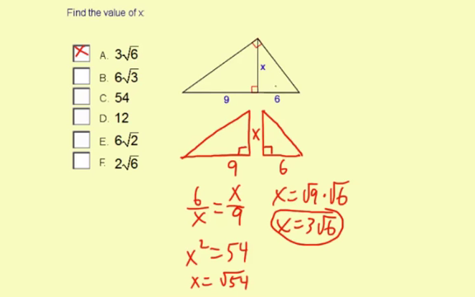So let me just review the process here. We have 3 similar right triangles, which means the side lengths are proportional, which is why I was able to make this proportion. And x turned out to be the geometric mean between this 6 and this 9. So it was very easy to solve.